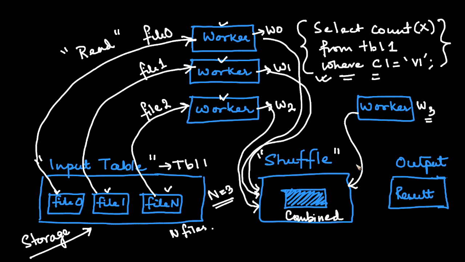The worker W3 will take the output from this shuffle stage, which is a combined output of all the workers W0, W1 and W2, and it is going to produce us the result, which in this case is going to be a number. It is simply going to be an integer, since we are doing a count star. So basically, this is how BigQuery executes a simple query, like select star.